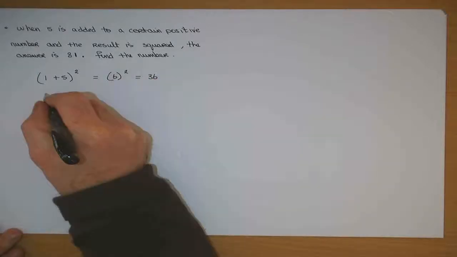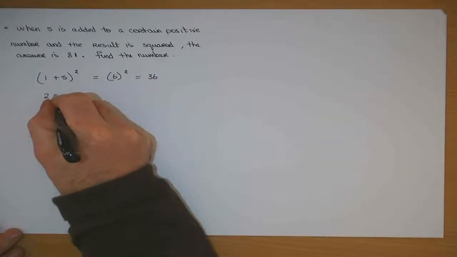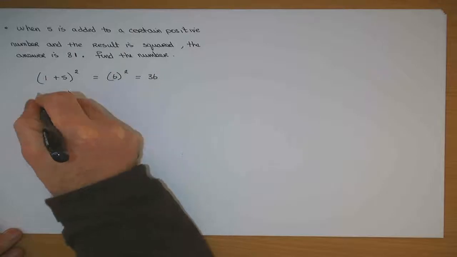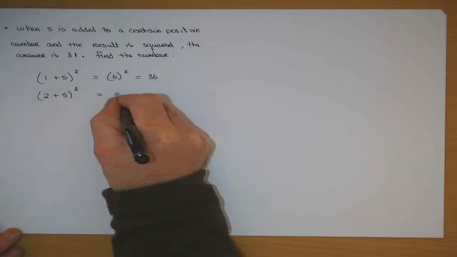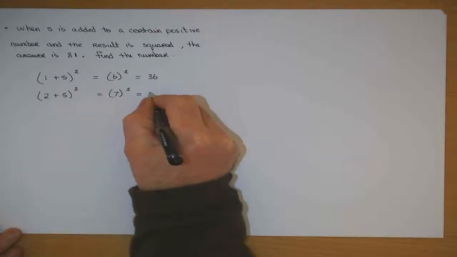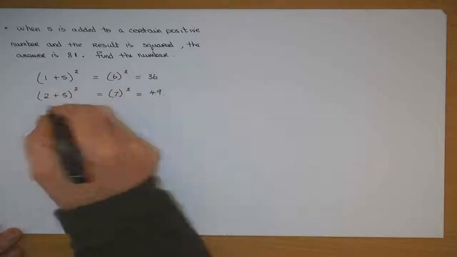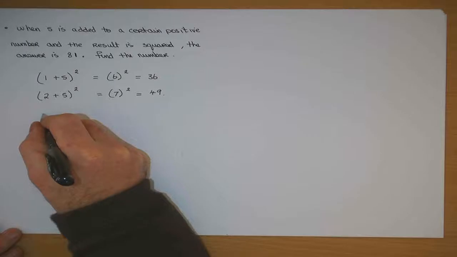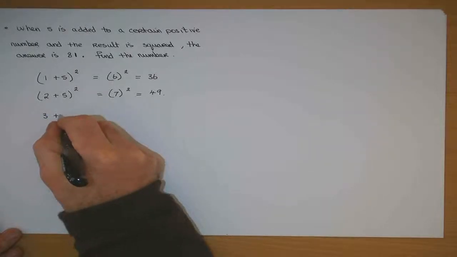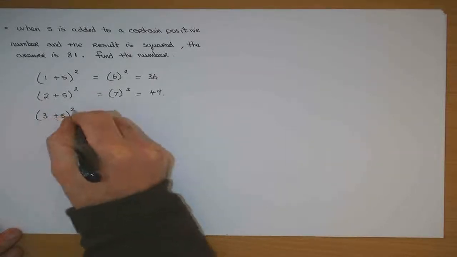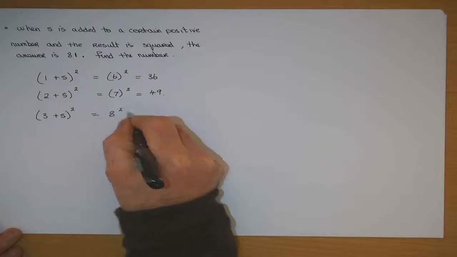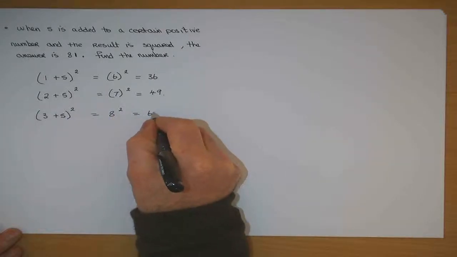36. What if I took the number 2, added 5 to it, and squared the result? That's the same as what? 7 squared. 49. What about if I say I'm taking the number 3, I add 5 to it, and square it? That's the same as 8 squared, which is 64.